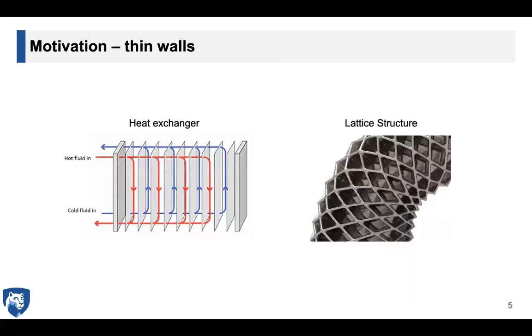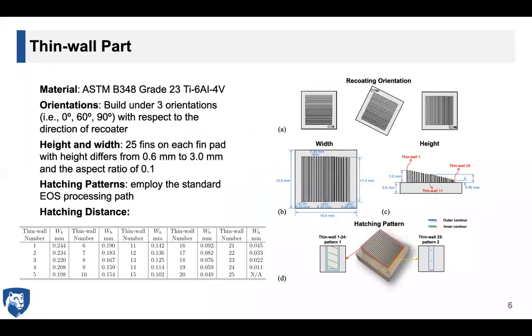So we perform analysis on thin wall structures in this study. Thin wall structures are very important in heat exchangers and lattice structures. We printed 3 parts with different orientations, which are 0, 60, and 90 degrees. There are 25 fins on each base with heights ranging from 0.6 millimeter to 3 millimeter, and the aspect ratio of 0.1. We also employed the standard EOS process path, and the table here shows the hashing distance for each thin wall.